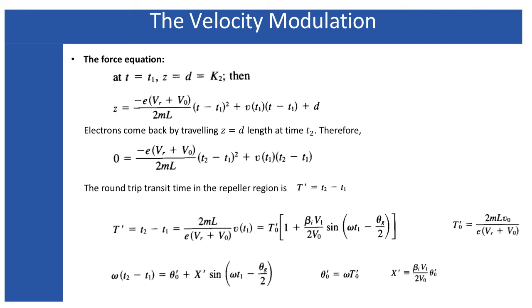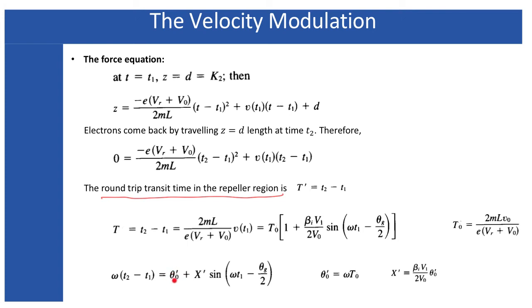So if you put here 0 at the time instant t equals to t2, then the difference t2 minus t1 will be called the round trip transit time in the repeller region. And from this expression we can easily obtain the expression for the transit time as shown over here, and this t naught we have rearranged to collect all of these variables. Similar to the two cavity klystron, multiplying this angular frequency omega with the round trip transit time t2 minus t1, we can obtain this expression.